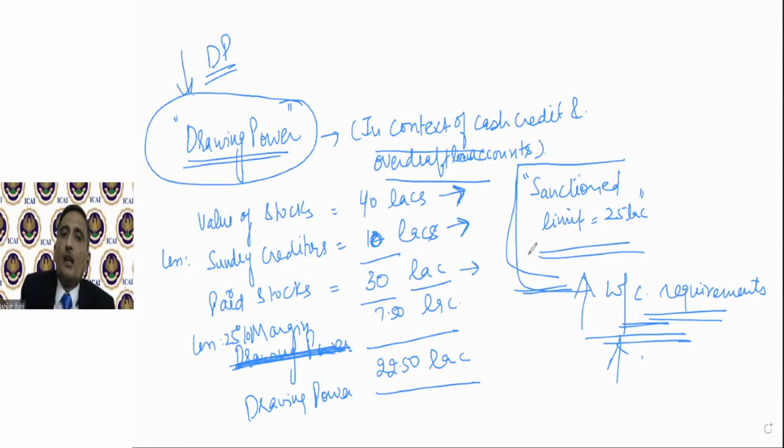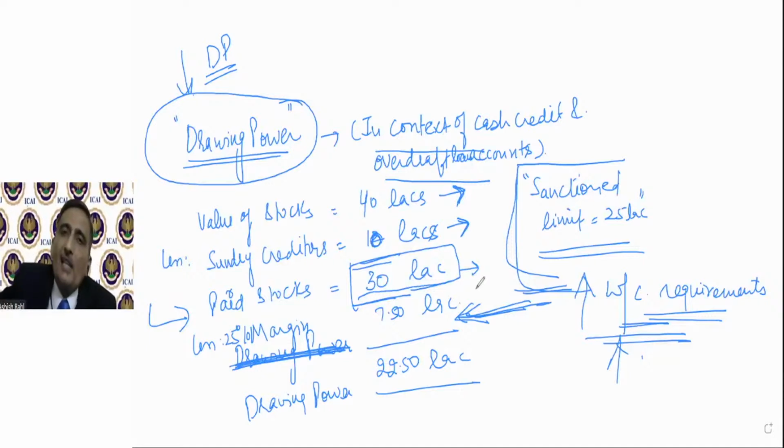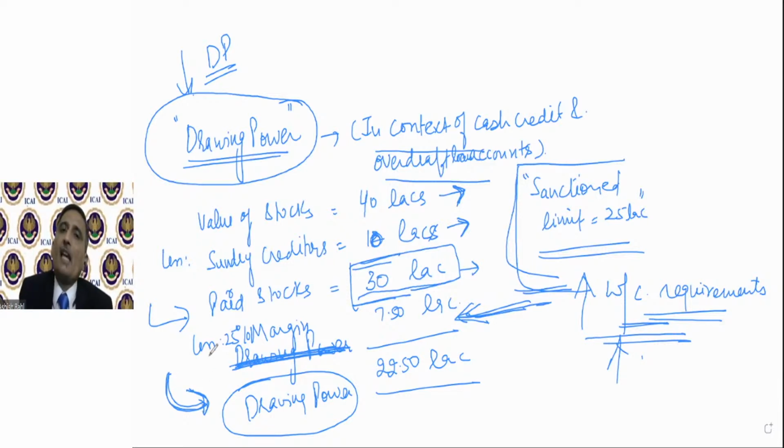So what does it mean? It means that the trader is having stocks of 30 lakhs, paid stocks of 30 lakhs as on a date, and 25% the bank asks as margin, that you bring this, 25% should be your own capital, and the balance 75% would come as flow of funds from bank. So this we call as drawing power. The power up to which a borrower can withdraw in case of a cash credit account.